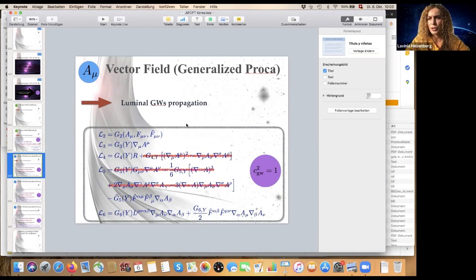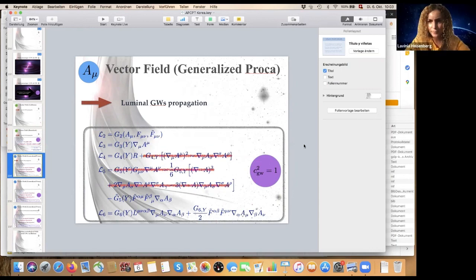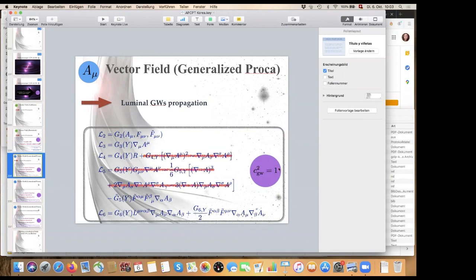Does this answer your question? Yeah, so that means otherwise you generally have a speed of graviton which is different from the speed of light. That's right. If you remove these operators, then they are equal. Okay, thank you.